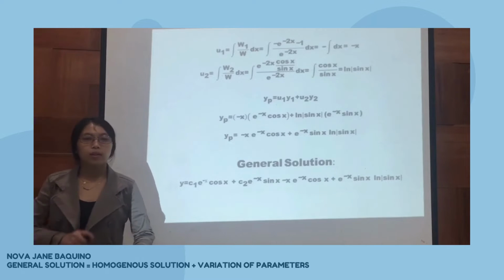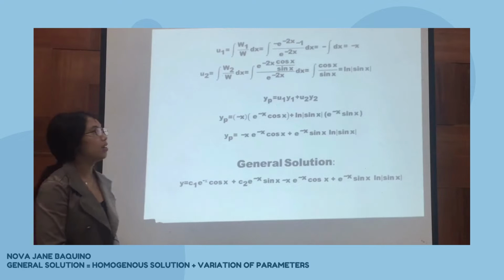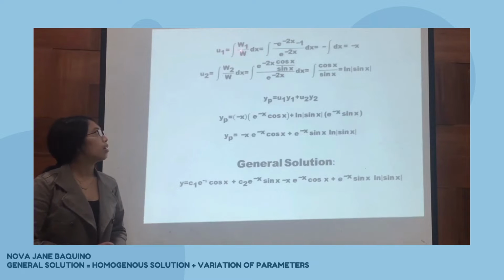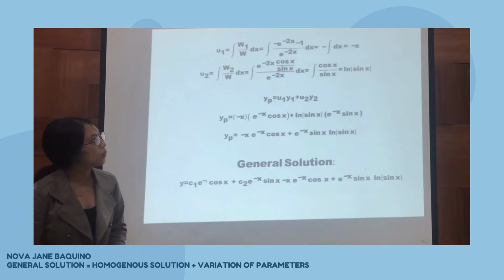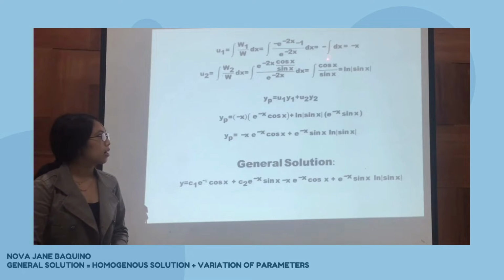So we need to get the u sub 1 and u sub 2 rather. So we have u sub 1 is equal to the integral of w sub 1 over w dx, which is equal to the integral of the value of w sub 1, which is negative e to the negative 2x times negative 1, over the value of w, which is e to the negative 2x, dx. This is equal to negative integral of dx, where the x is a constant, and it results to negative x.